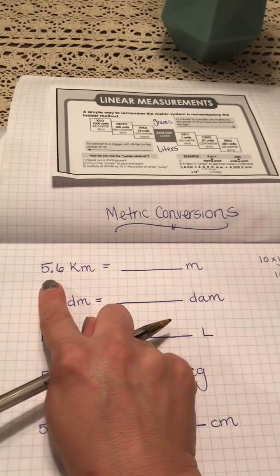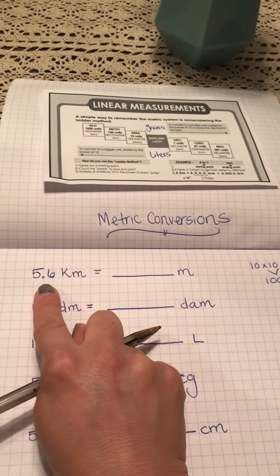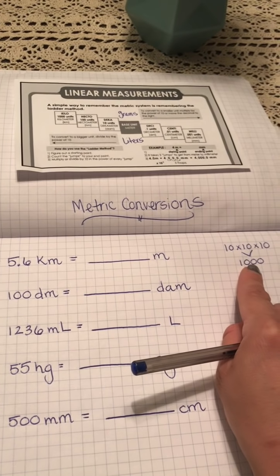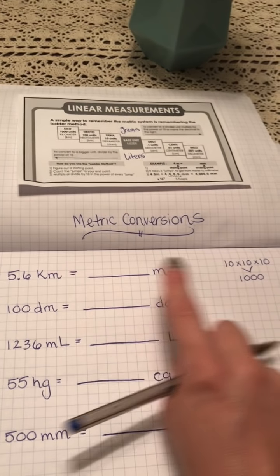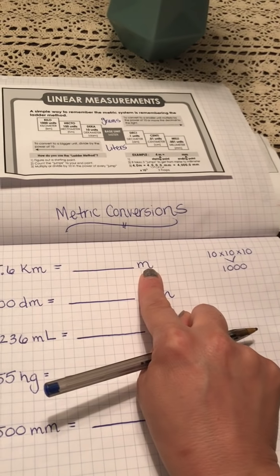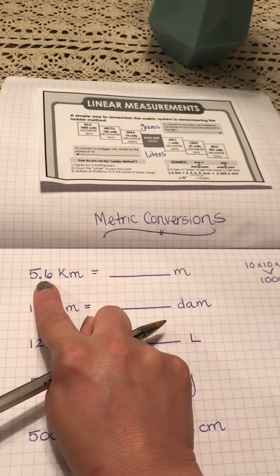So should this number get bigger or smaller? Think about that in your head. If it's going to increase 1,000 times, I said the word increase, this number is actually going to get bigger. I'm going to need more meters to represent kilometers.